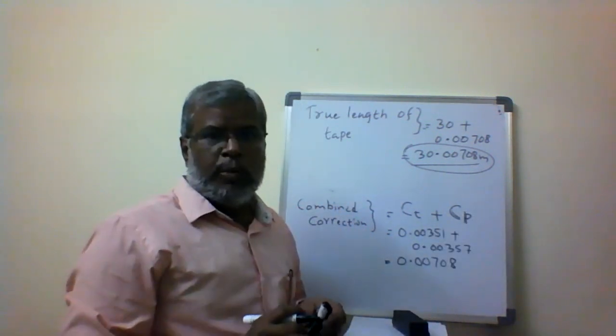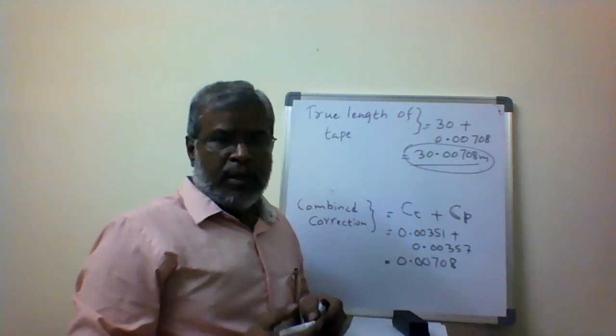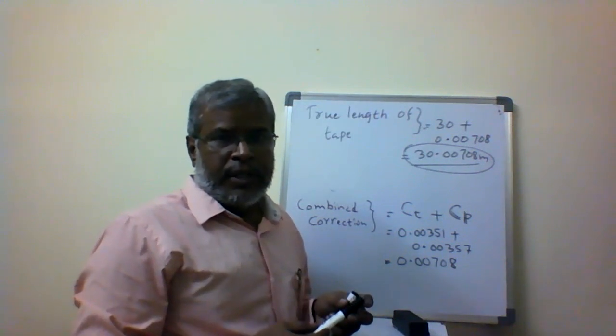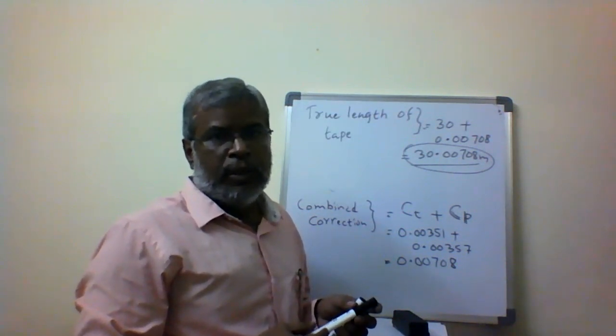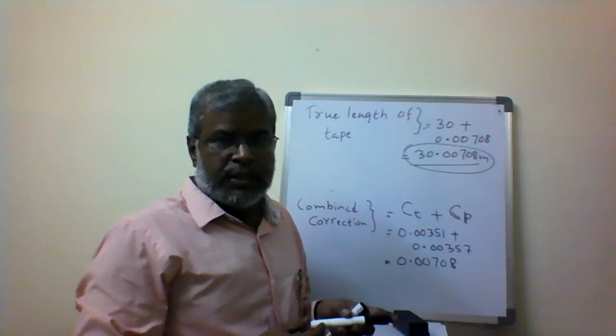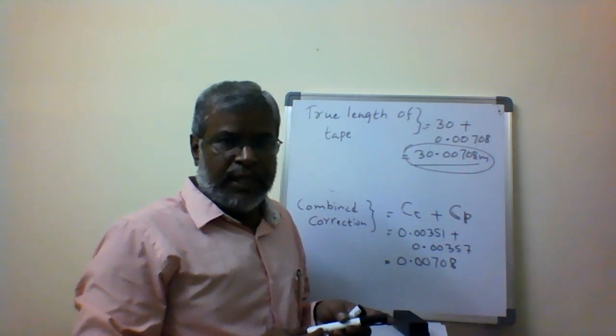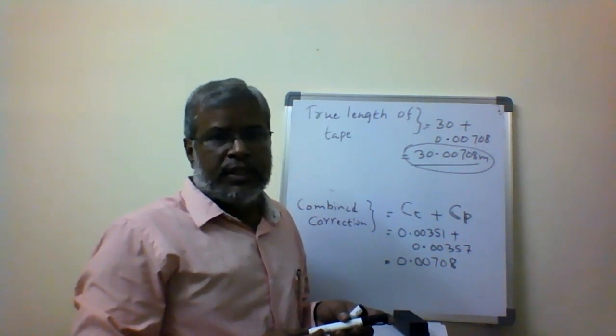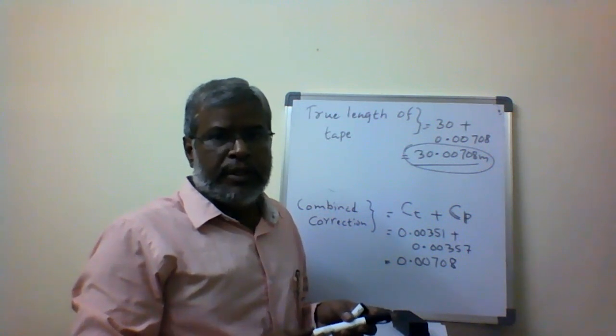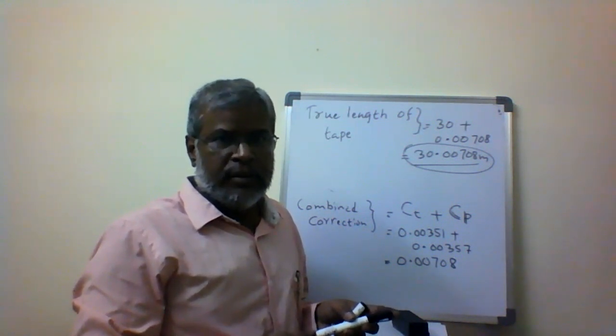In this way, we calculate the correct length of the tape using the temperature correction as well as the pull correction. Sag correction is not needed because the tape is uniformly supported. There is no sag because the distance is 30 meters. If it is more than 30 meters, then sag is going to occur.